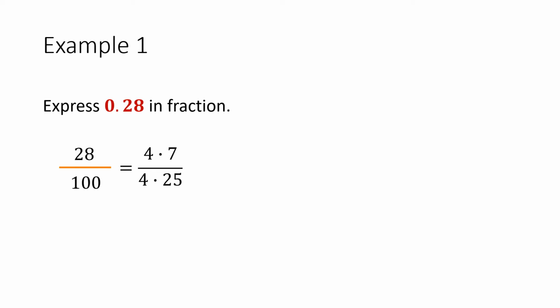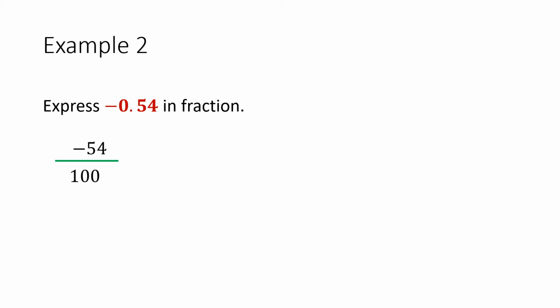Now, working on that, you get the factors 4 times 7 for the numerator and 4 times 25 for the denominator. Canceling the common factor in the numerator and the denominator, the fraction form is 7 over 25. So therefore, 28 hundredths is equal to 7 over 25.